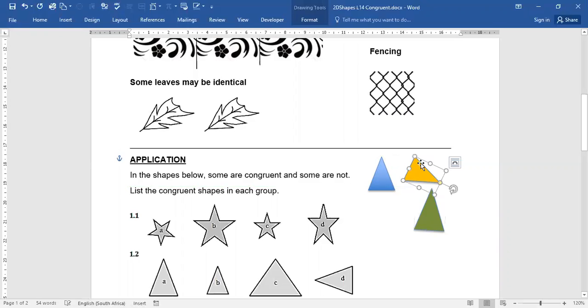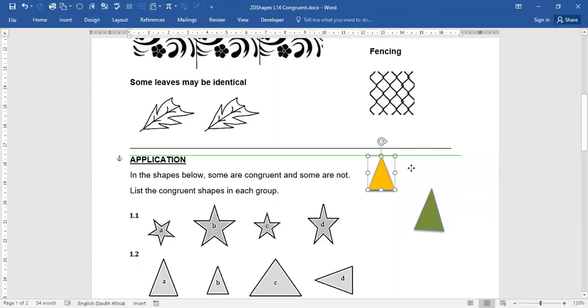So let's try this triangle. Now you find that this triangle here does not seem to fit. But let's turn it around, rotate your shape. And let's try now. And you can see that this triangle fits on the blue. Although the triangle was rotated, these two triangles are still congruent.